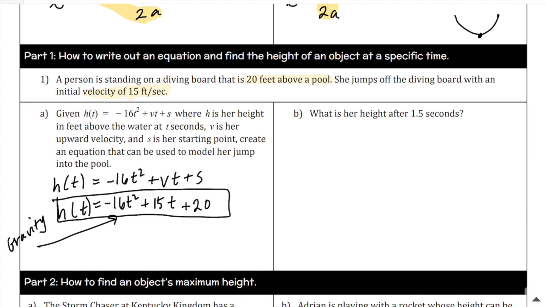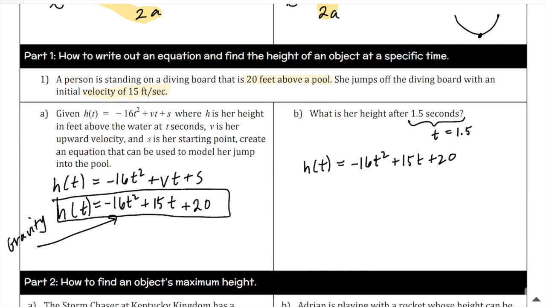So part B asks, what is her height after 1.5 seconds? Well, what does seconds represent? Seconds is your t, right? t is time. So I have the formula that we found from part A: h of t is equal to negative 16t squared plus 15t plus 20. Well, I already know that t is equal to 1.5. So everywhere I see a t, I'm going to go ahead and plug in 1.5.